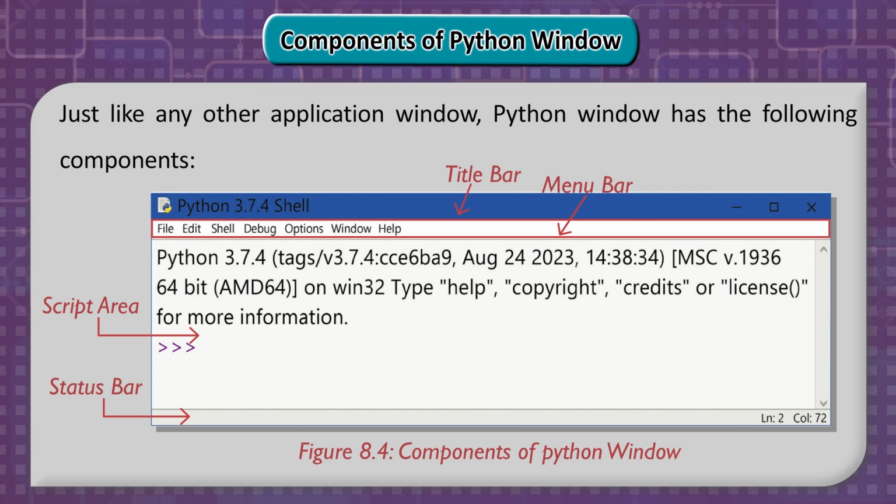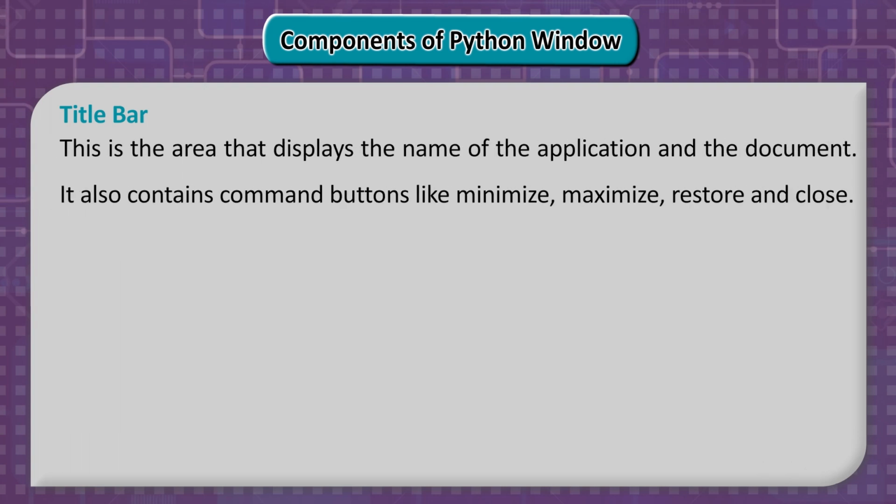Components of Python window. Just like any other application window, the Python window has the following components. Figure 8.4. Components of Python window. Title bar, menu bar, script area, status bar. Title bar. This is the area that displays the name of the application and the document. It also contains command buttons like minimize, maximize, restore and close.